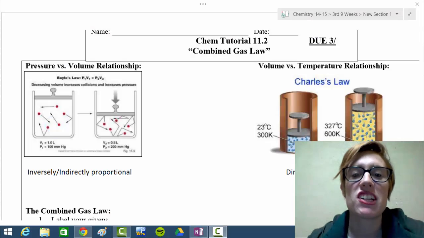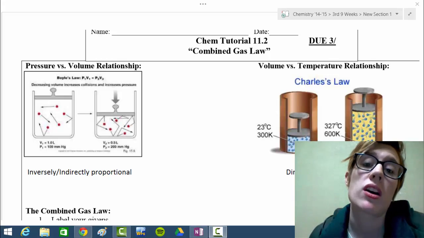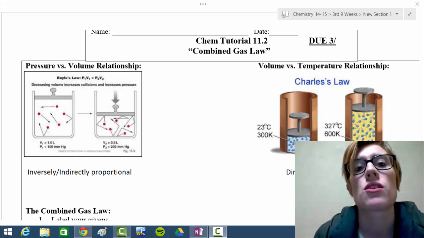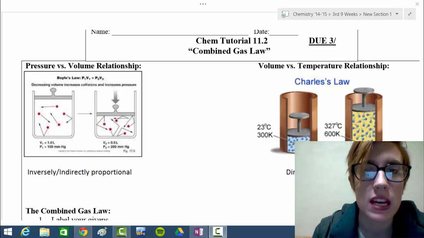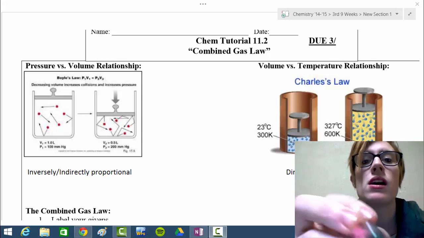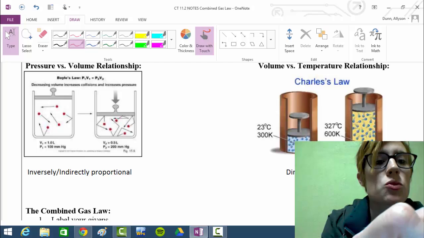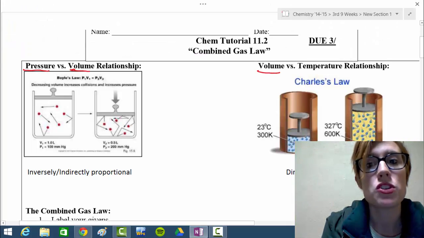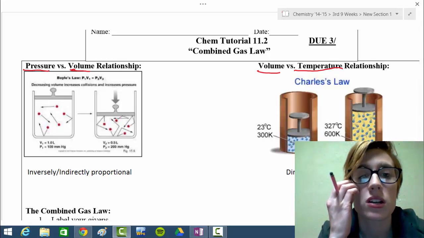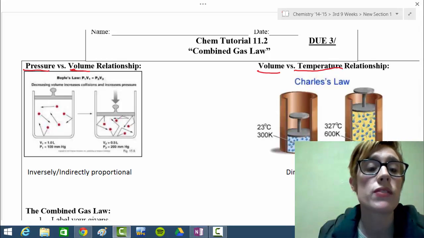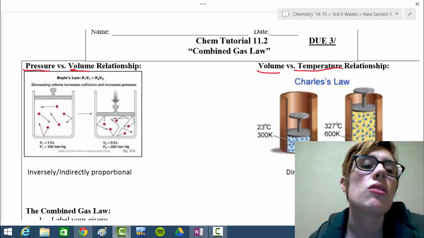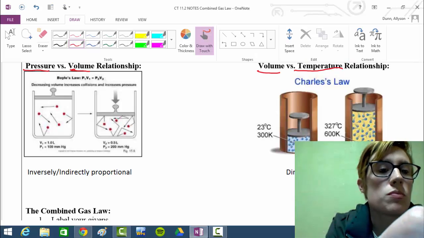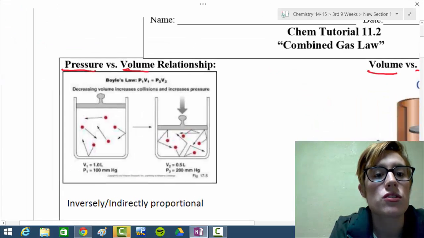Guys, we're now on video 11.2 and we're going to be talking about the main gas law that we're going to be using throughout the rest of this unit, and that's called the combined gas law. Before we jump into the actual law, I want to talk a little bit about pressure, volume, and temperature and how they're related to each other when we're talking specifically about gases.